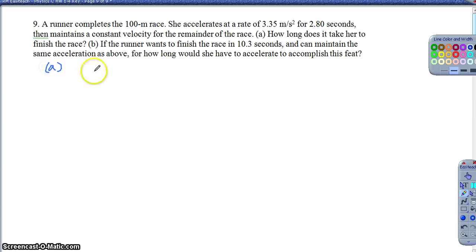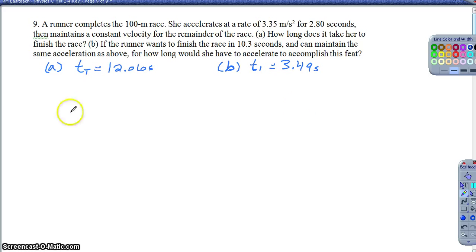Anyway, part A, if you want to just check and see if you did it right, the total time that it took her to run the race initially should have been about 12.06 seconds. For part B, for how long, I was interpreting that as the time. How long does it take her to accelerate, if she wants to finish it? The time that she would need to accelerate would be 3.49 seconds. So obviously, if you took that to be distances, you could take that and plug that in as well. But if you got 3.49, well done.